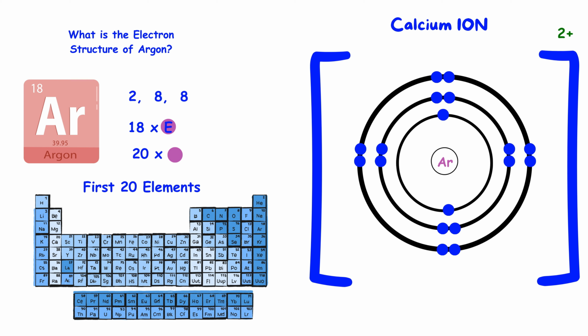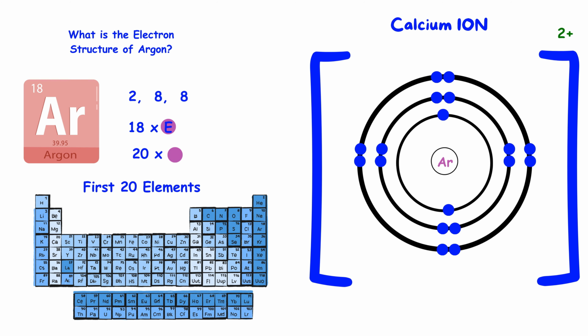Despite losing 2 electrons, calcium still contains 20 protons, so it now has only 18 electrons, giving it an overall charge of positive 2. We now call it a calcium ion rather than a calcium atom. When representing ions, we draw large square brackets around the diagram and show the overall charge as a superscript in the upper right-hand corner. The electron configuration of the calcium ion would now be written as 2, 8, 8.